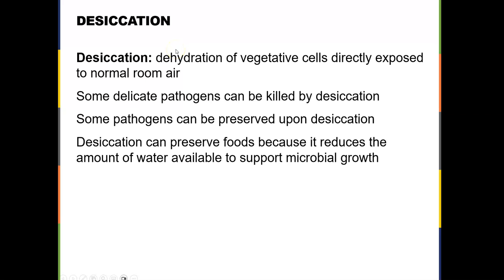Desiccation is dehydration of vegetative cells directly exposed to normal room air. Some delicate pathogens can be killed by desiccation, but most of them are preserved this way. We lyophilize them, which we'll talk about in a minute, but we dry them out and then put them in a powder, and then we can reconstitute them later. Desiccation can preserve foods because it reduces the amount of water available to support microbial growth. So that's why you dry meat out and dry fruits out, and that will really stop the microbial growth as well.